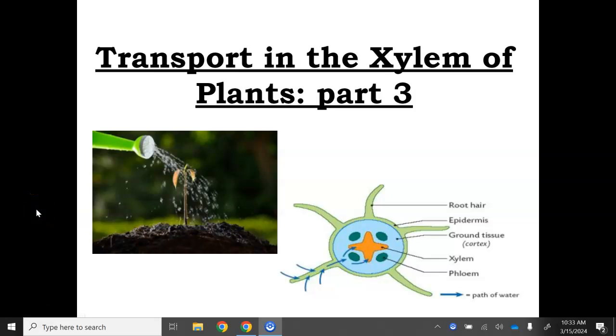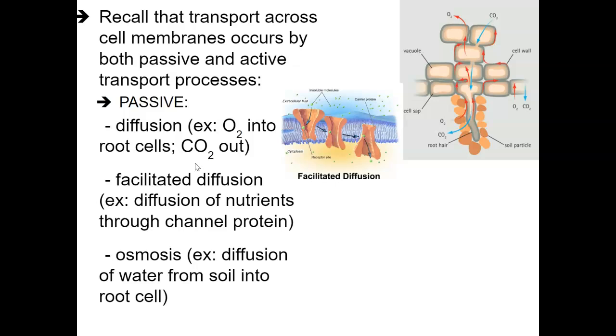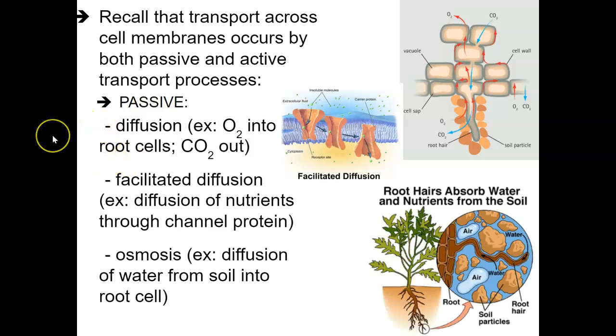The part 3 notes on plants is going to be on water transport through xylem tissue. So remember from BioH, we talked about ways that molecules can be transported across a cell membrane. And we said that these processes can occur either passively or actively.